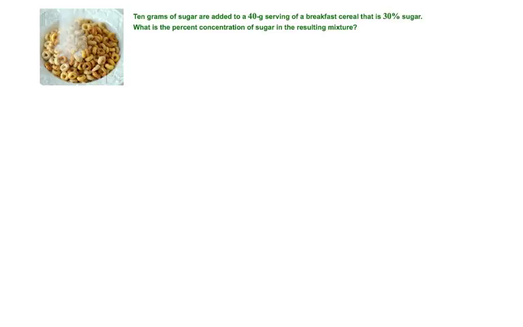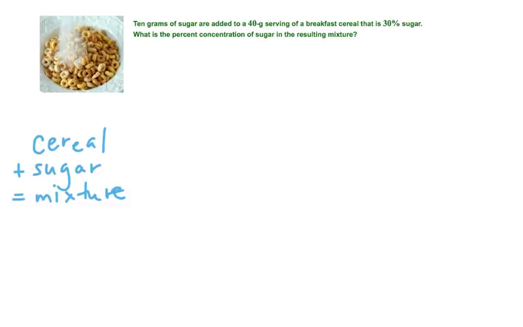So, what do we need to know? I think really what we want to do here is organize our information in some way, kind of like we organized our information with the motion problems that we did. So, let's put a chart together here. What are we doing here? We're taking cereal, we're adding sugar, and we're getting a mixture. It's a mixture of sugar and cereal.